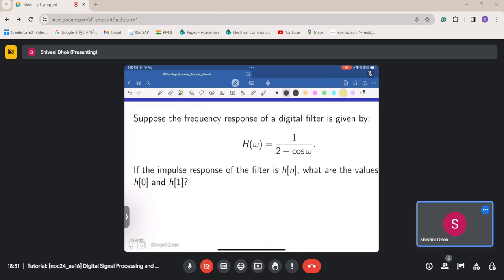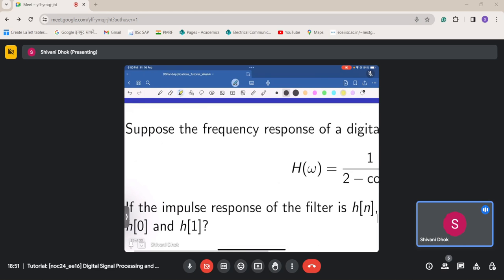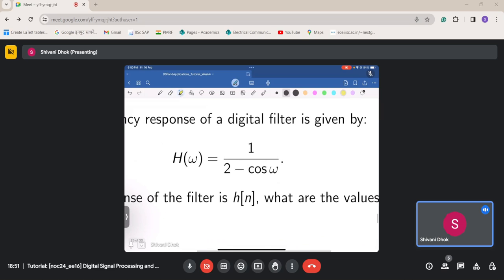What is given is, suppose the frequency response of a digital filter is given. So this is the frequency response.